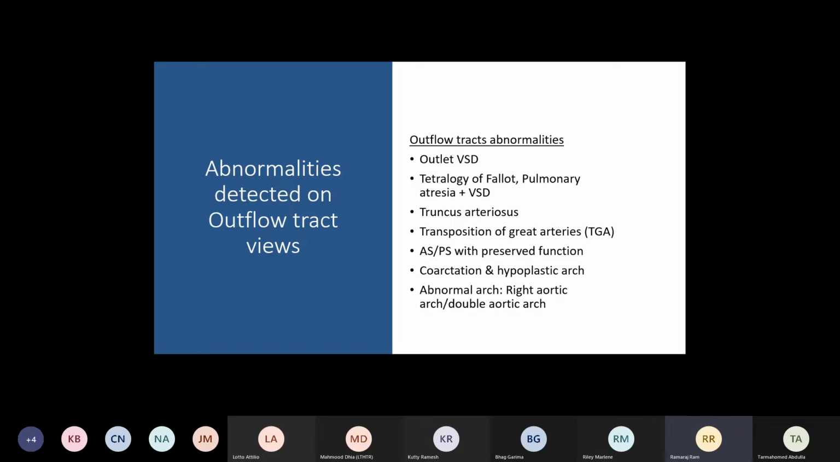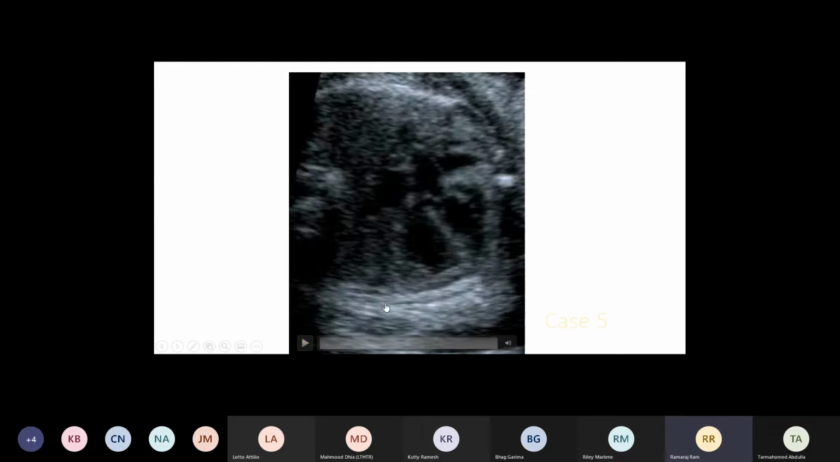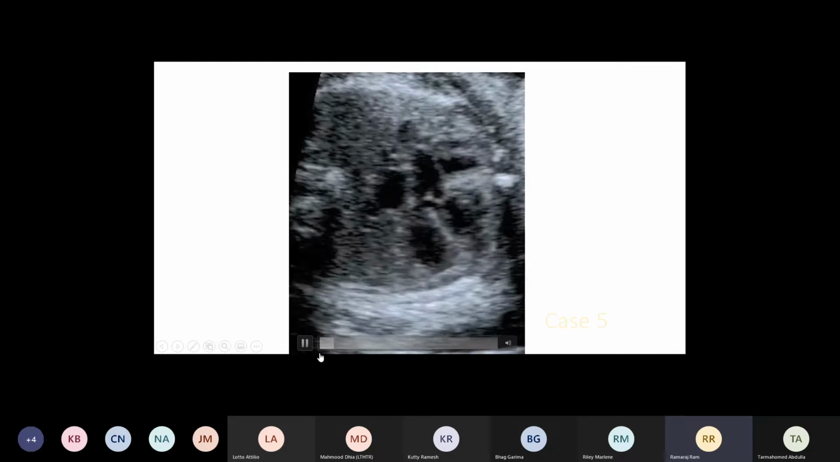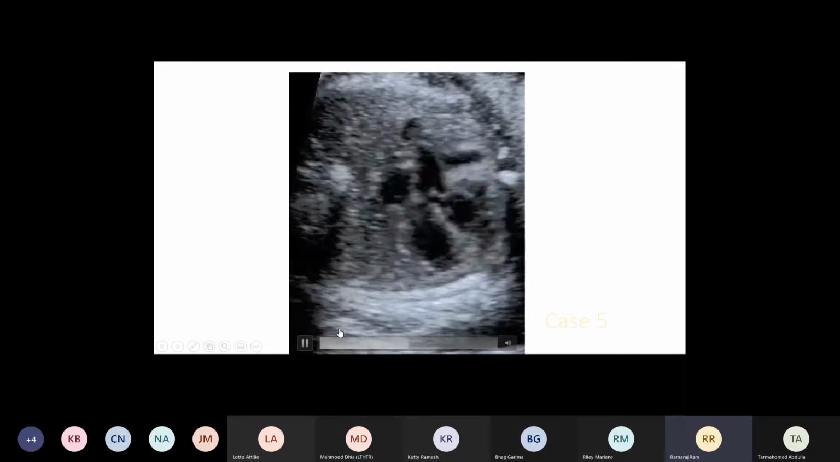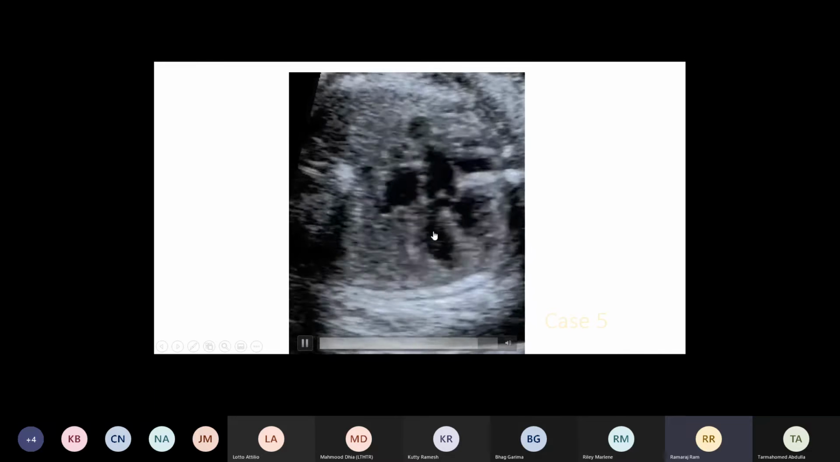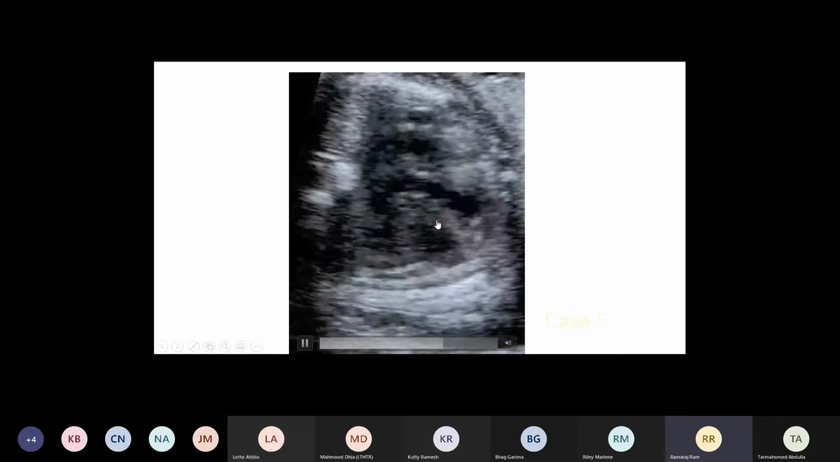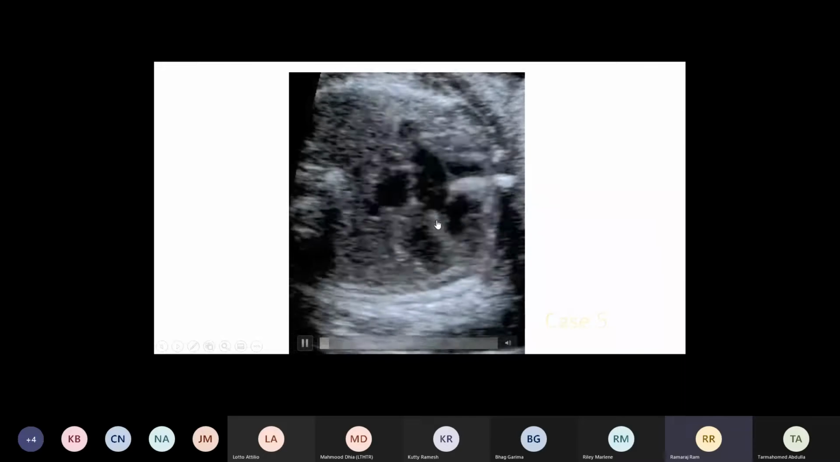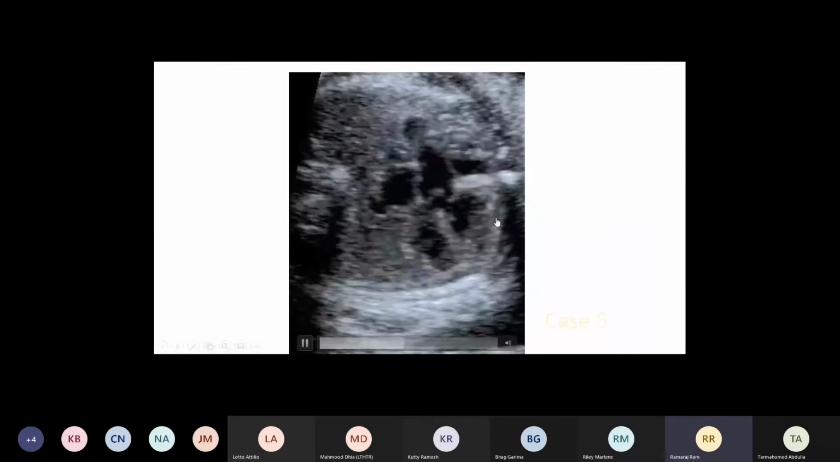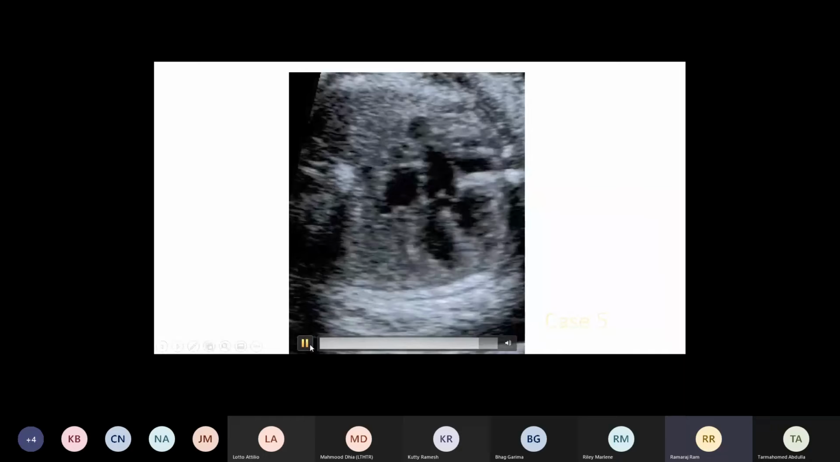So some example conditions are Fallot's, pulmonary atresia with VSD, outlet VSD, truncus, TGA, coarctation and arch problems. These are all the ones you're going to suspect. Here's an example echo clip, where you're seeing an overriding aorta between the two chambers. And if you look at the end of the clip, you see the smaller pulmonary artery arising from the anterior chamber.